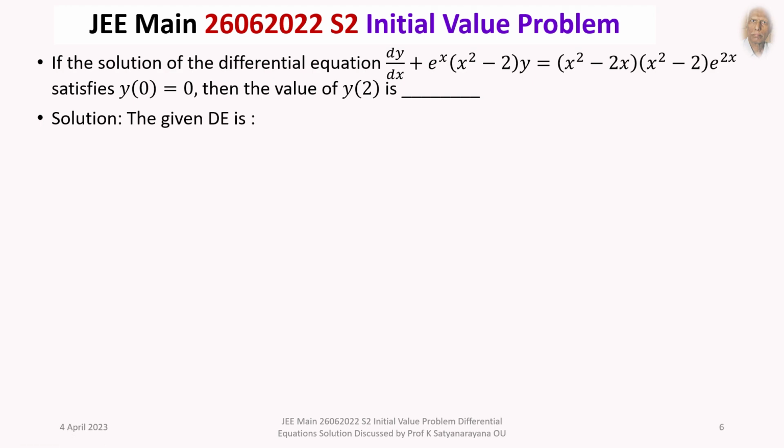Let's now solve the differential equation in detail. The given differential equation is this one: dy by dx plus e power x multiplied by (x square minus 2) multiplied by y is equal to (x square minus 2x) multiplied by (x square minus 2) multiplied by e power 2x, with an initial condition y at 0 is equal to 0. A differential equation with a given initial condition is called an initial value problem. So this is a given initial value problem.